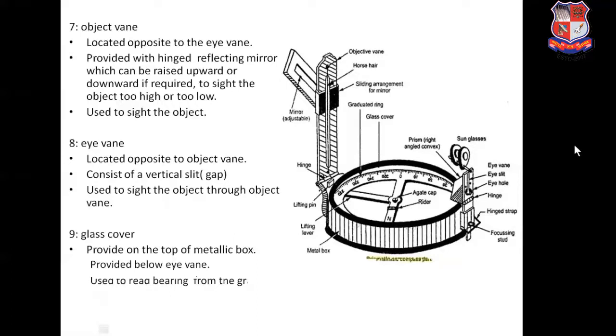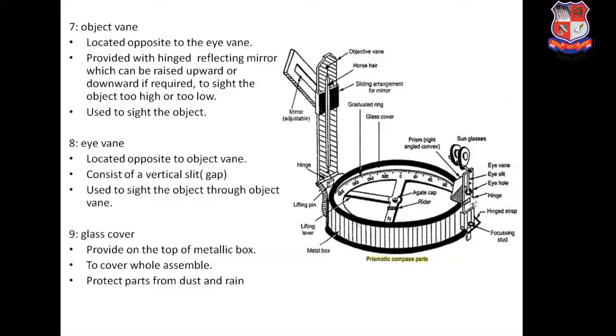So the eye vane is located opposite to the object vane. It consists of a vertical slit. You can see one small vertical gap is provided in the eye vane. The eye vane is used to sight the object through the object vane. So looking through the eye vane means looking through the eye slit, and by using the object vane we have to bisect the object.